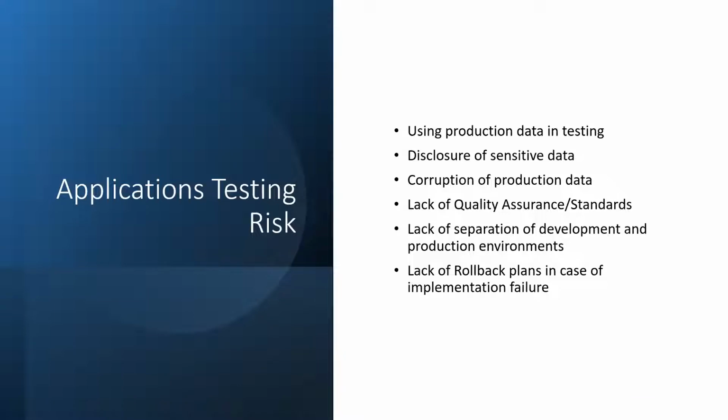Applications testing risk, using production data in testing, disclosure of sensitive data, corruption of production data. So instead of using dummy data in testing, we're using production data, live data, that could potentially result in corruption of that data. Lack of quality assurance and standards, lack of separation of the development and production environments in the workplace.